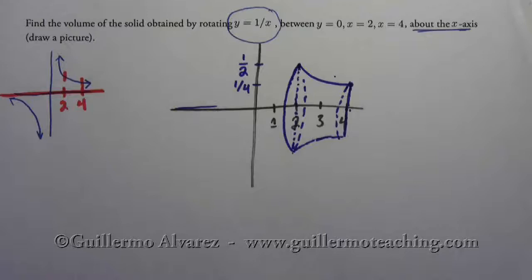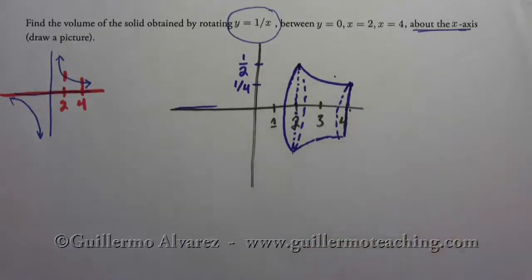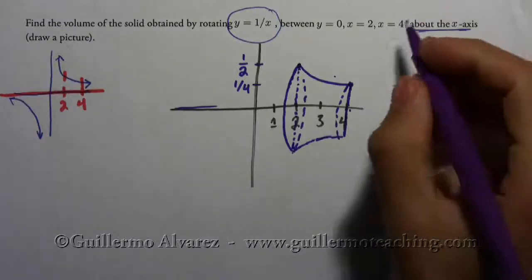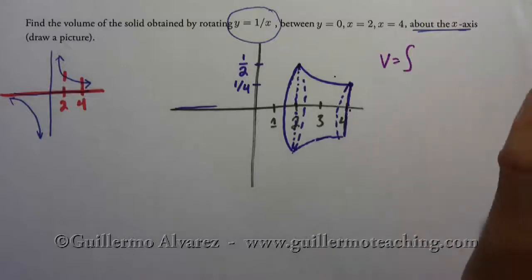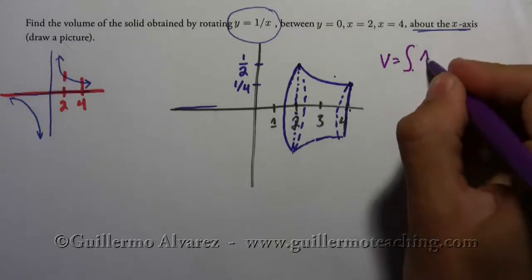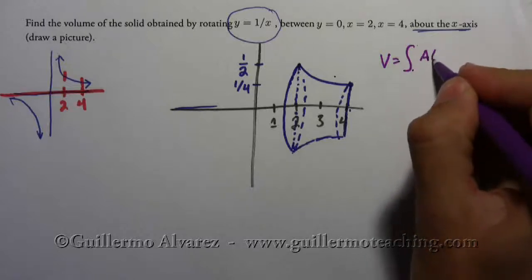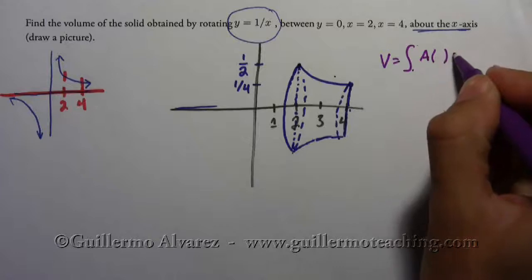Remember, the whole idea behind this is that we need to find a formula for the area of the cross section. Because once we find a formula for the area of the cross section, then the volume is going to equal the integral from start to finish of the area. And you have to decide to integrate with respect to x or y.